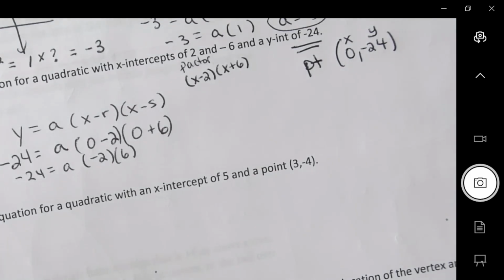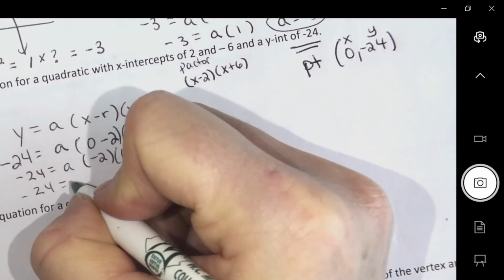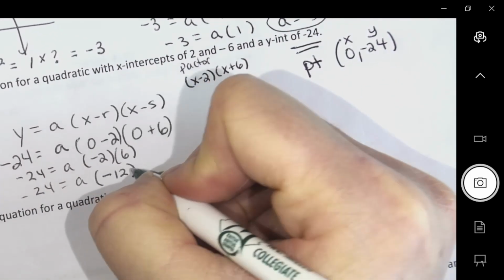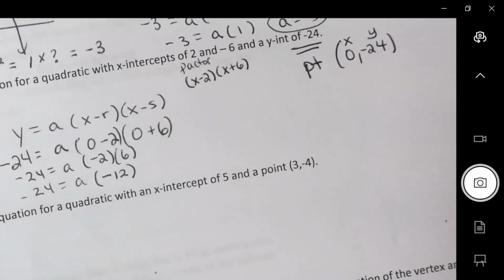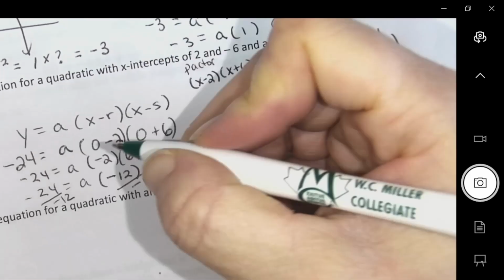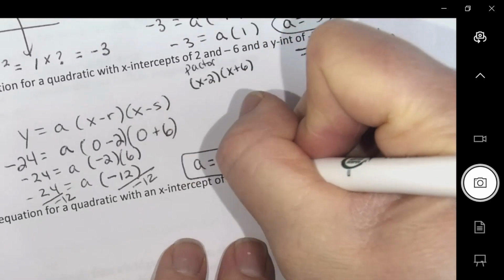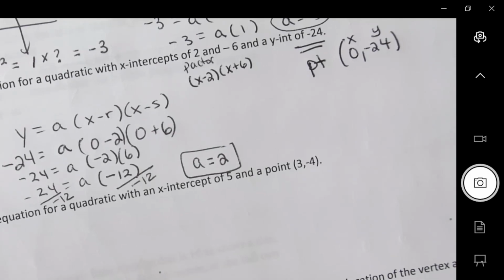Okay, so the first bracket ends up being negative 2, and then 0 plus 6, so the second bracket is 6. Then I'm going to times the two brackets. I'm just doing some algebra maneuvers here. And now I'm going to divide. So the slope is 2.